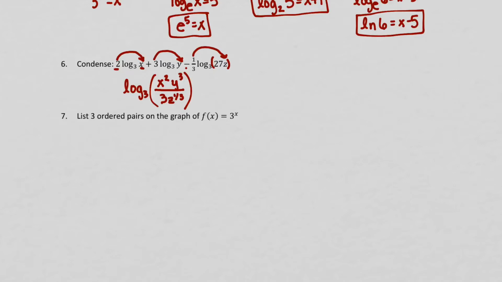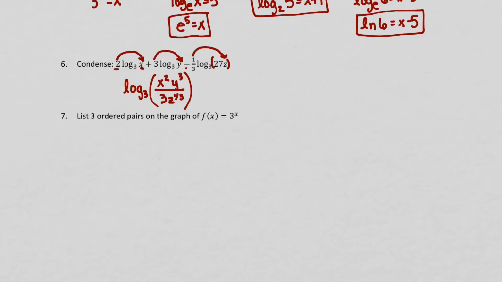I now just have one log written. So the main thing is to remember the numbers multiplying out front need to move to the power of everything inside that log. And then addition means multiplication. Subtraction means division.